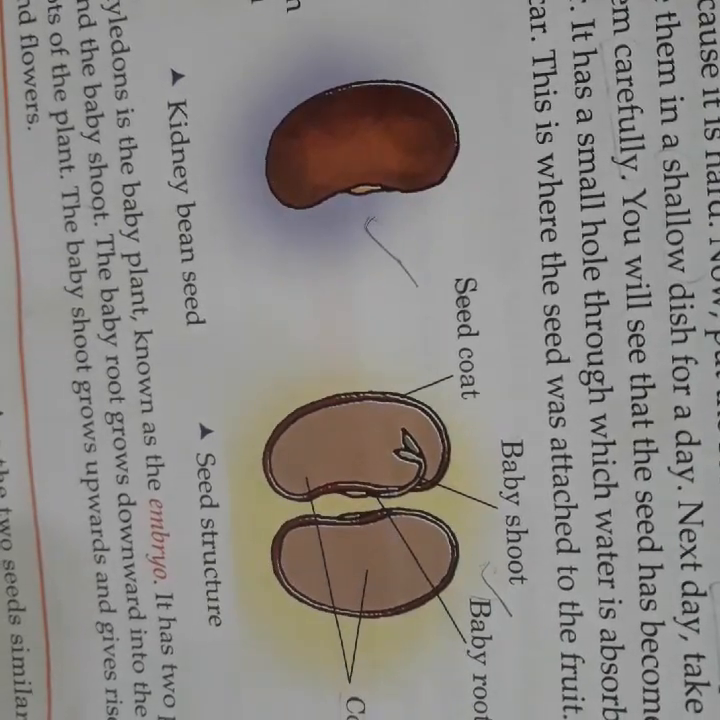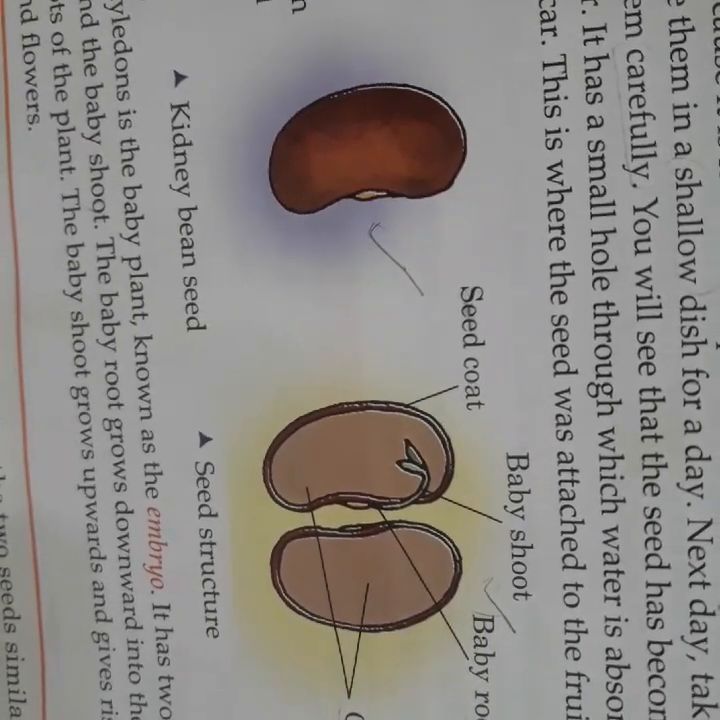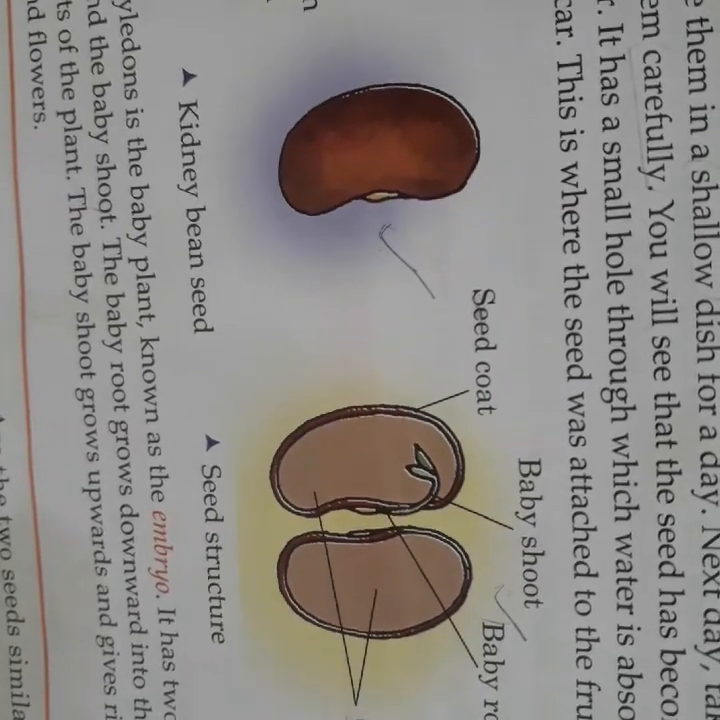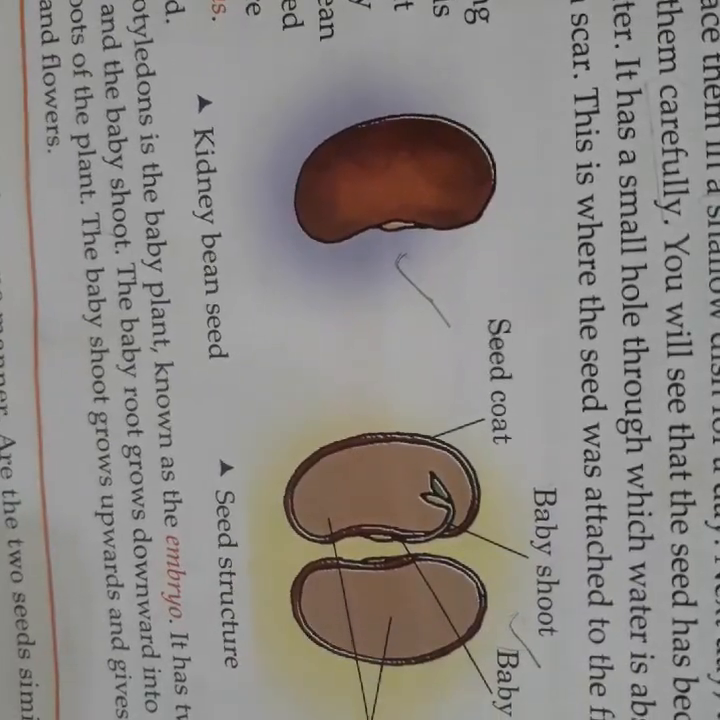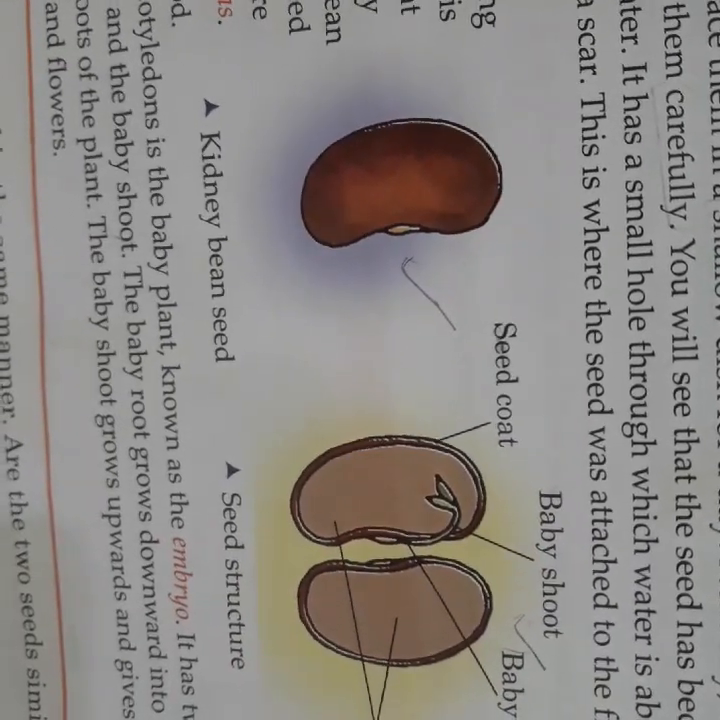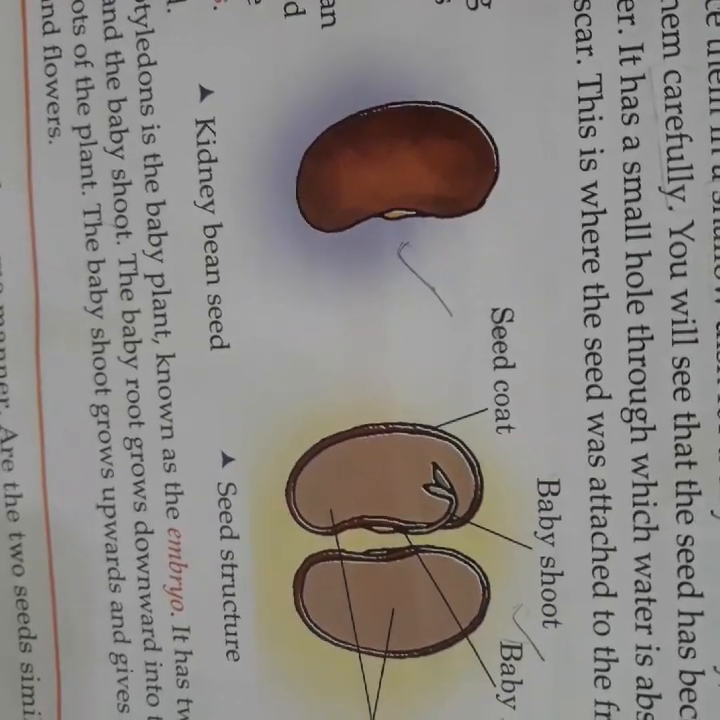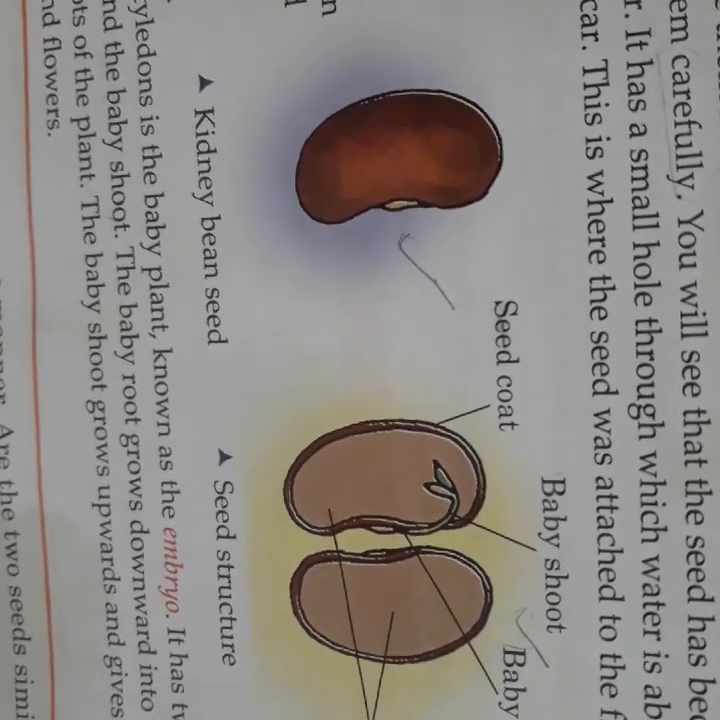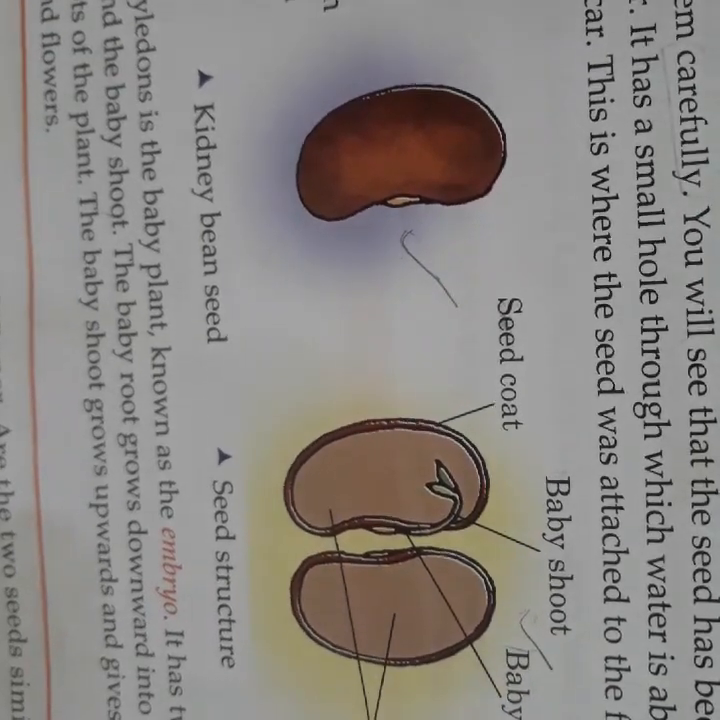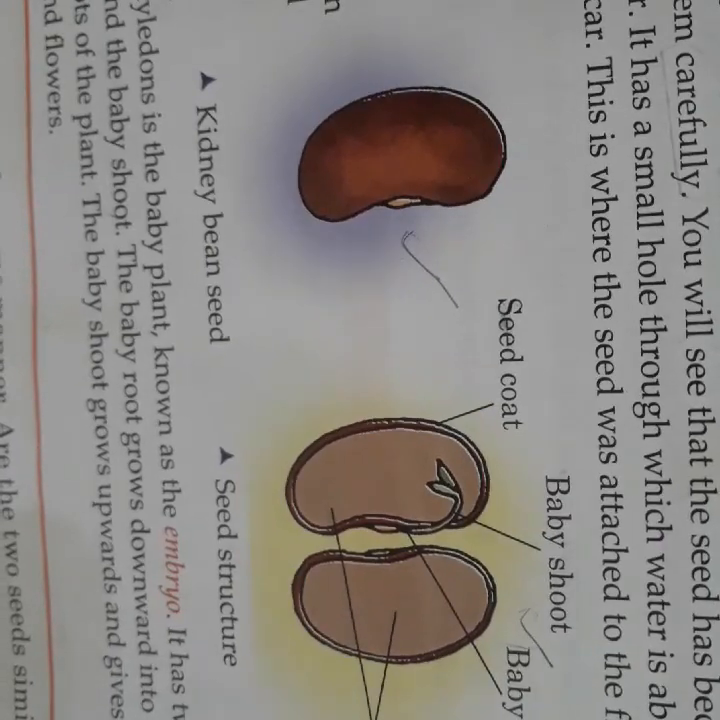Seed coat is the outer covering of the seed, and it protects the baby plant. And this kidney bean shaped seed has two seed leaves which are called cotyledons. And what is the function of the cotyledon? It is to store food for the plant. And we come to the embryo. What is embryo? The baby plant is known as the embryo.